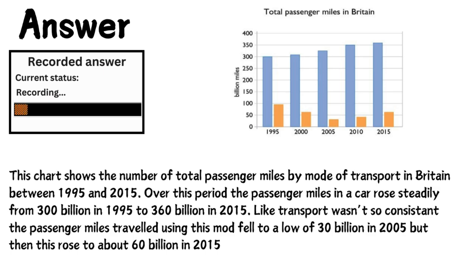This chart shows the number of total passenger miles by mode of transport in Britain between 1995 and 2015. Over this period, passenger miles in a car rose steadily, from 300 billion in 1995 to 360 billion in 2015. Rail transport wasn't so consistent. The passenger miles traveled using this mode fell to a low of 30 billion in 2005, but then rose to about 60 billion in 2015.